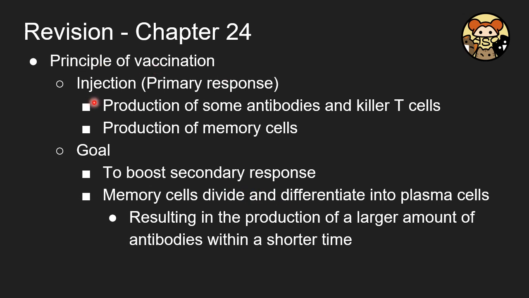And for the vaccines, you involve an injection that is known as the primary response, and then you may produce some antibodies and some killer T cells, but most importantly you want some memory cells, because the goal is if the same antigens appear again, your memory cells will divide and differentiate into plasma cells, which means there is a production of a large amount of antibodies within a shorter period of time.